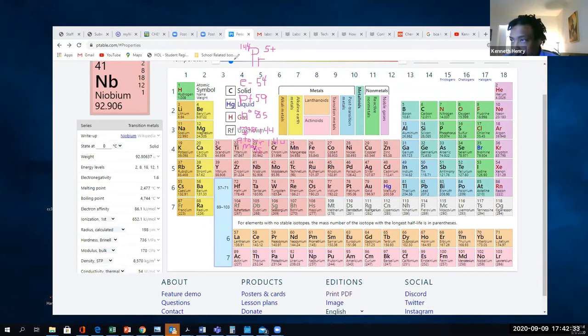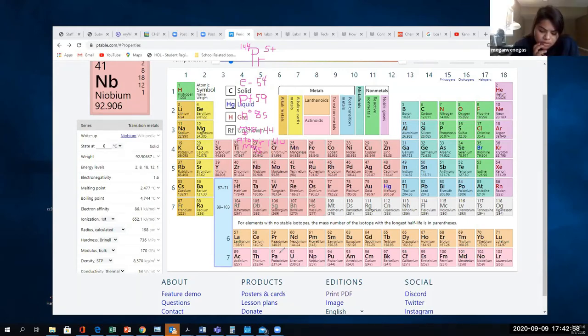Okay. So if it didn't have an isotope, in order to get your neutron, you would just do 140 minus 59? No, it would be 141 because you take a whole number, right? Oh, yes. Okay. I'm there. Okay, that's good. So you guys got this, right?